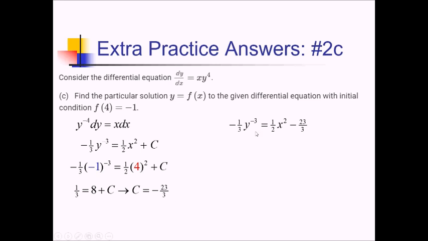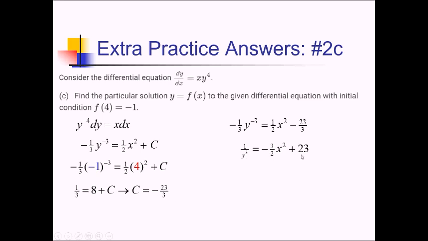One thing I'm going to do right away is get rid of this -1/3 by multiplying the whole equation by -3. So that's going to give me just y to the -3 on the left side, which I can just rewrite as 1 over y cubed. Just looks nicer. Over here, this is going to be -3/2 x squared plus 23. And I'm going to go a little bit further now. At some point, I'm going to have to take the reciprocal of both sides of the equation to get this y cubed out of the denominator.